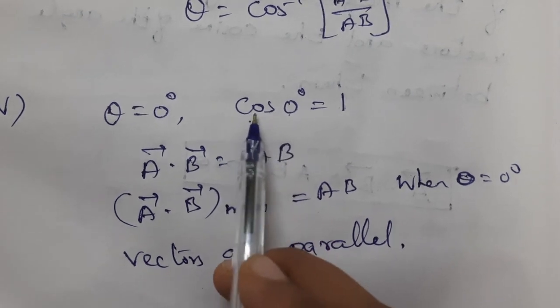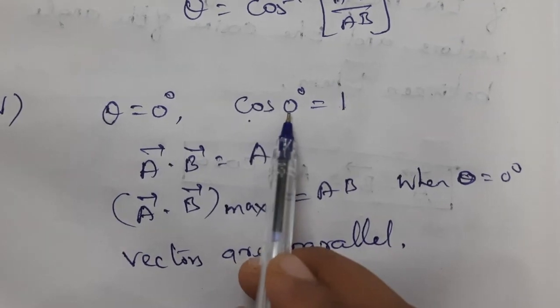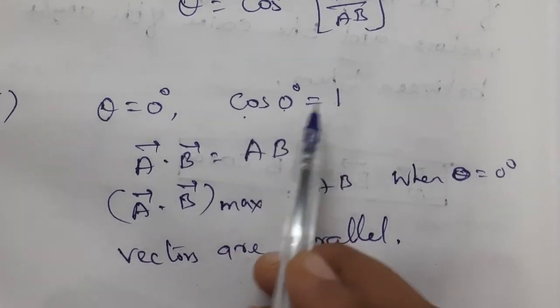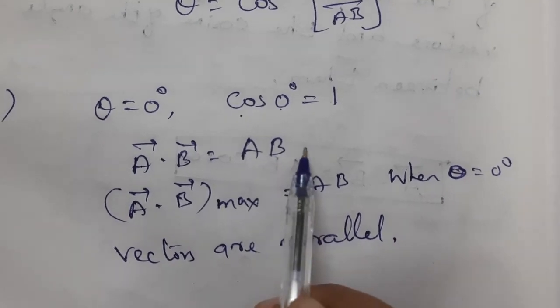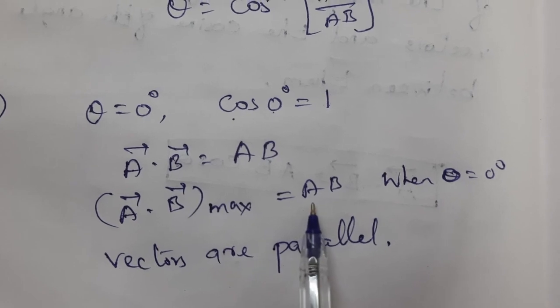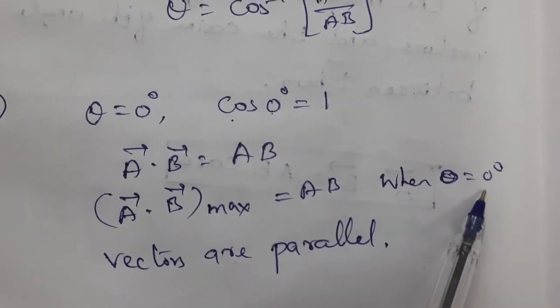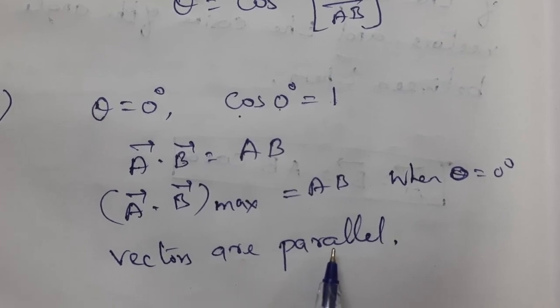The maximum value of cos is 1, that is for 0 degree. So A dot B is equal to AB cos 0, AB into 1. So A dot B has the maximum value, equal to AB, when theta equal to 0 degree. Theta is 0 means the two vectors are said to be parallel.